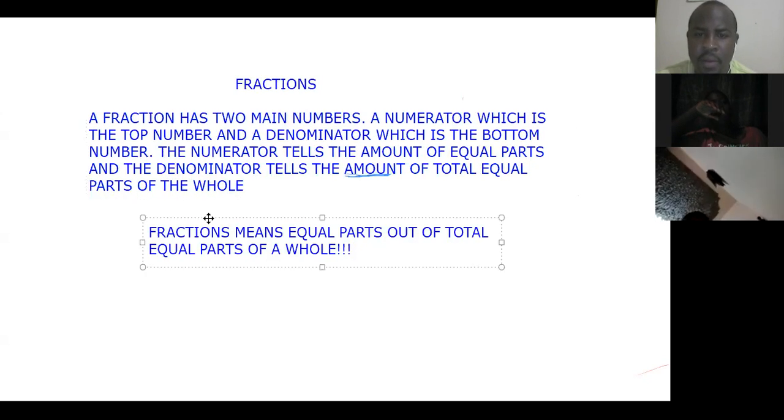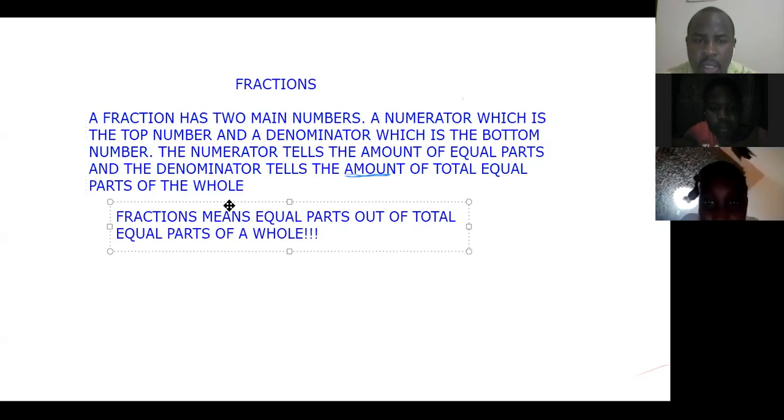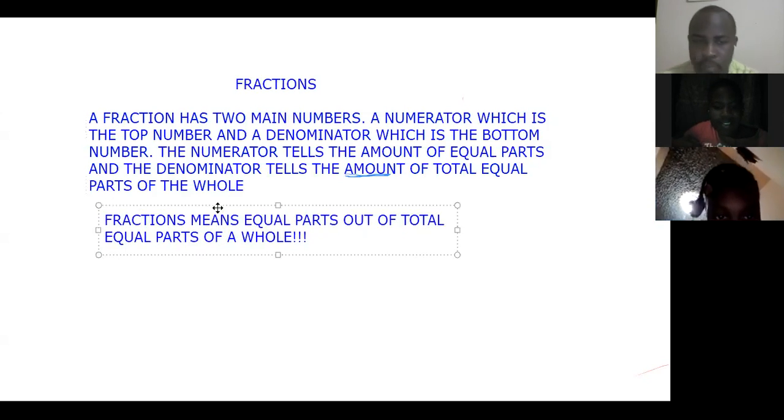All right, Zaria, read here for me again. The bottom part, what does fraction mean? That part, sir, or the bottom? Yeah, the bottom part here. Fraction is equal parts out of the total equal parts of a whole. All right, let's look at that for a minute.